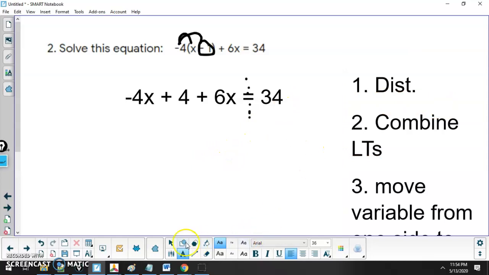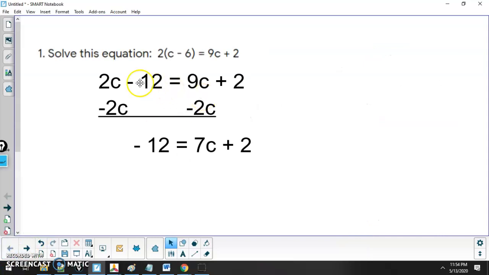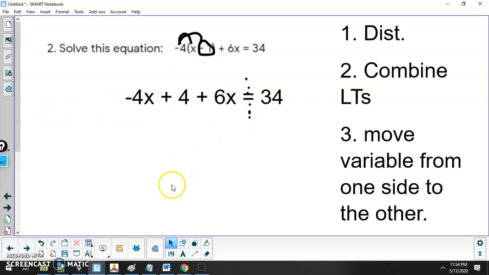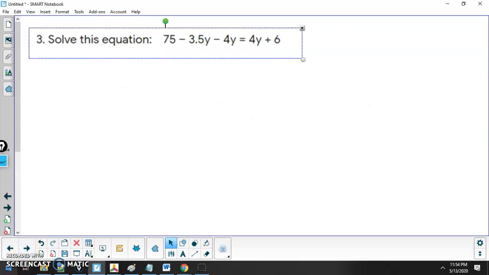In the last problem, you didn't have like terms on the same side. Look back here: the like terms were on opposite sides, so you had to undo and move. You cannot add through the equal sign. In this particular one, they are on the same side, so you can just combine these two as they are. -4x plus 6x is the same thing as 6 minus 4, which is 2x plus 4 equals 34. Then it's a two-step, which I hope you can do. Let's move on to the next one.